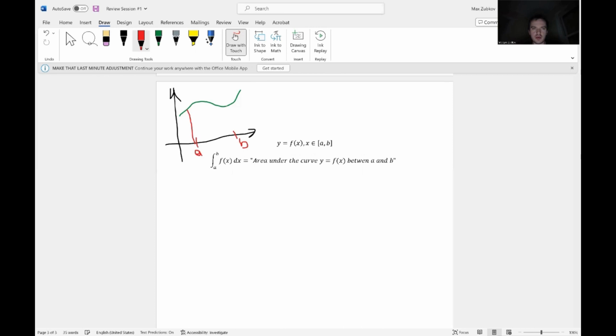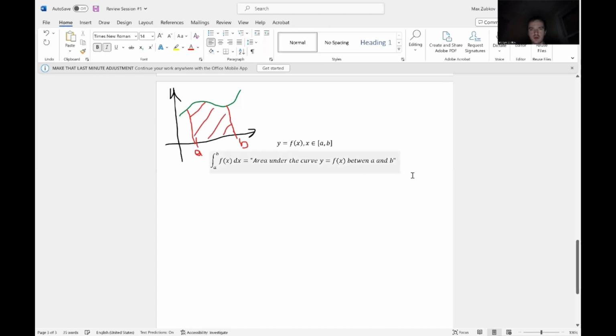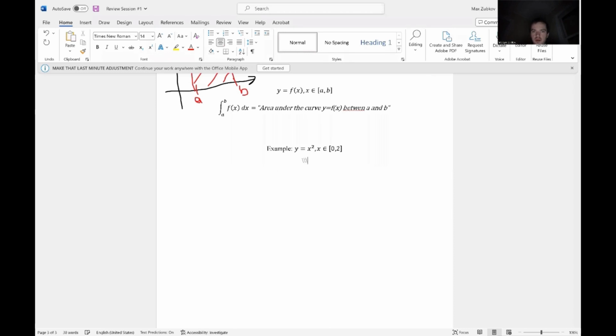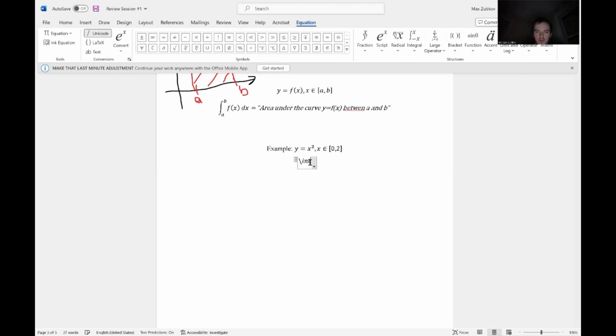Then the definite integral between a and b is going to be the area. So one of the examples, let's do the following. Consider the function y is equal to x squared, and I have the interval 0, 2. Let's say I want to sketch the meaning of the integral and find the integral. Let's do both. So I have the integral between 0 and 2 of x squared dx.